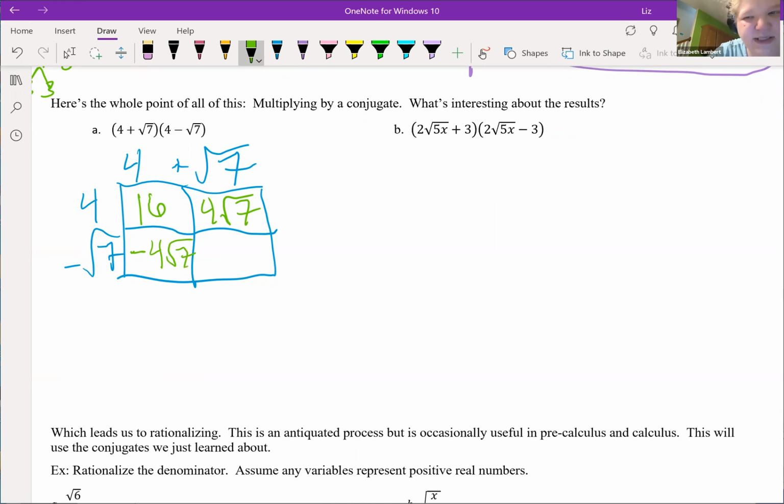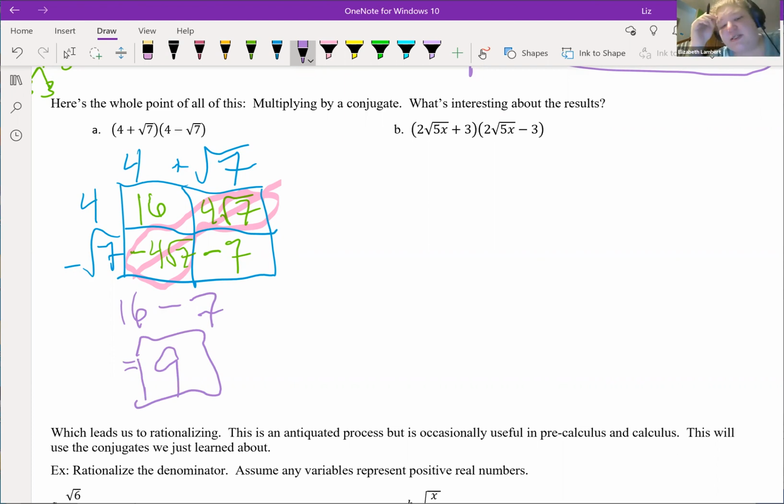Aha! The outsides and the insides. Yes, we're supposed to see opposite terms that will cancel out. And then the last is going to be negative square root of 7 times square root of 7. Same number, so it breaks out as a pair. It's just the number 7. So I have an ugly radical, and I multiply it out. Those guys cancel, and what is left is just numbers. 16 minus 7, which is 9.